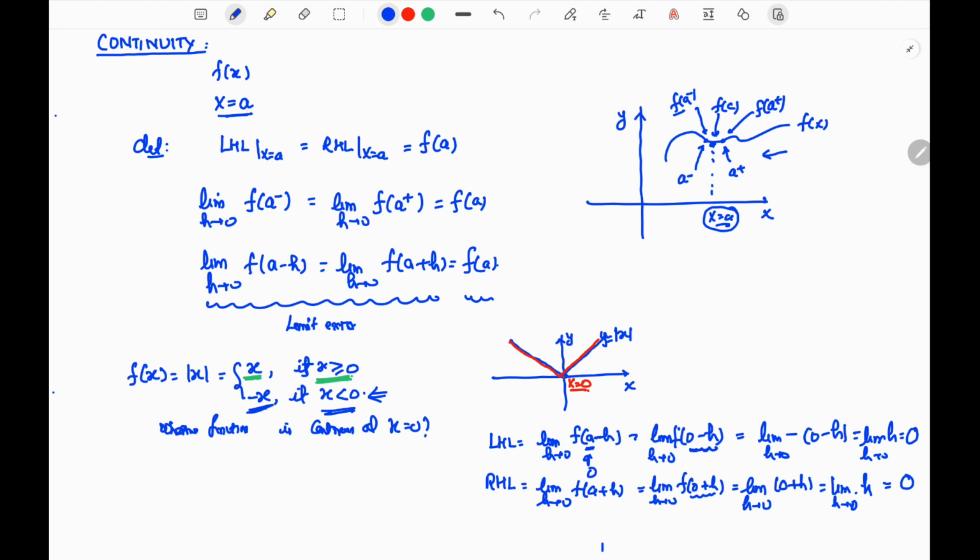So the left hand limit is equal to 0, the right hand limit is equal to 0, and for the function value at x equal to 0, by definition we go to the branch x greater than or equal to 0 where the value is x, and because x is 0, f(0) is also 0. So we can see here the left hand limit is equal to the right hand limit is equal to the function value at that point. So we say the function is continuous at x equal to 0.